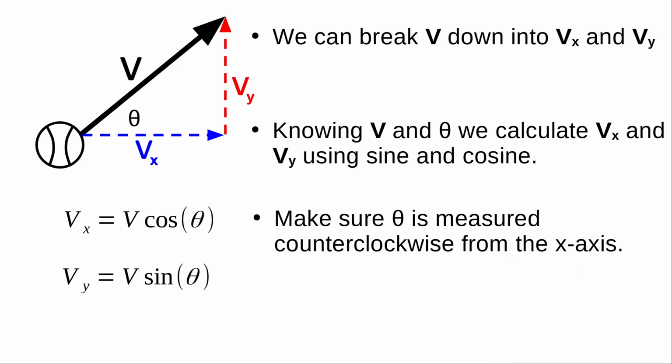So we want to make sure that theta is measured counterclockwise from the x-axis. If it's not, what ends up happening is the x component might end up being the sine of the angle you're given, and the y component might end up being the cosine of the angle that you're given. But as long as you make sure that theta is measured counterclockwise from the x-axis, the x component will always be with the cosine, and the y component will always be with the sine.